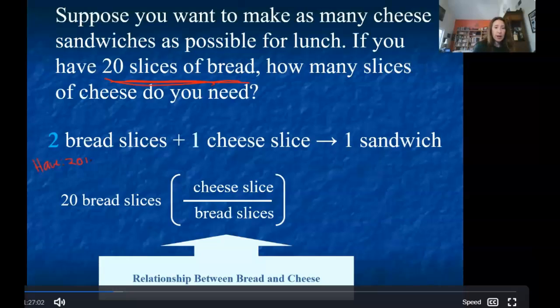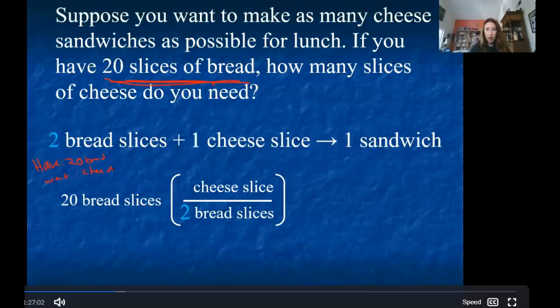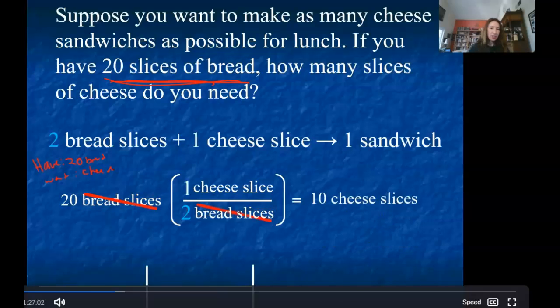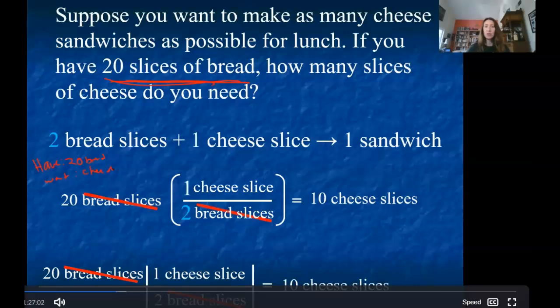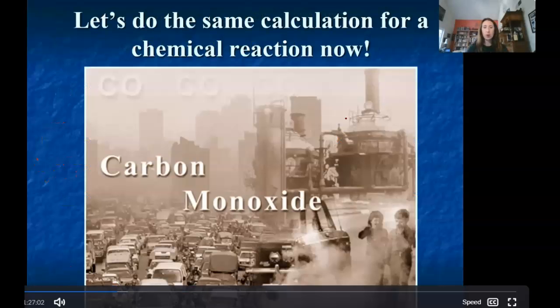We have 20 bread, but we want cheese. We need to use the relationship between bread and cheese. And so we can see that there's 2 breads for every 1 cheese, which gives us 10 cheese slices. Right? And again, if you like it with the parentheses or whatever, that's fine, just 2 different ways to write this. So this is very similar to what we've done before. Just this time, the relationships are coming from these coefficients in the balanced chemical equation.